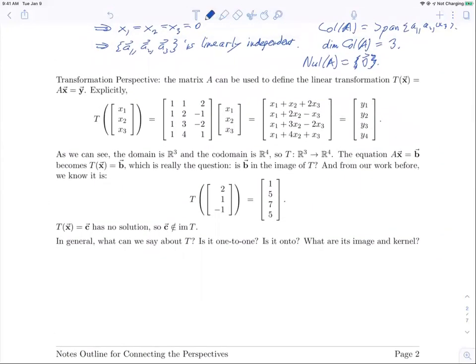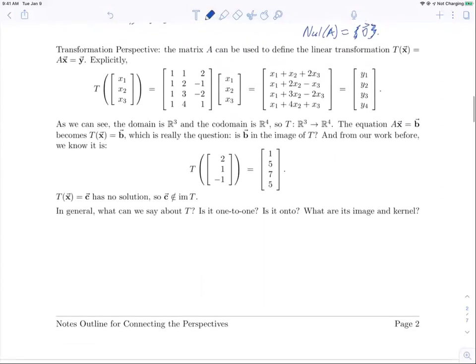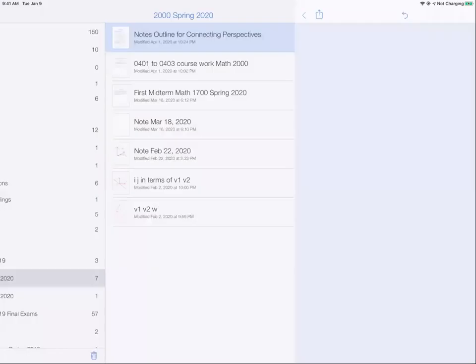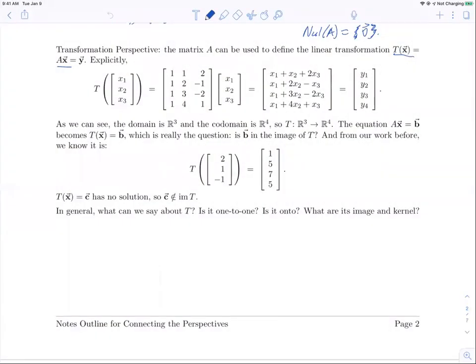Let's just look at this for a second. The whole idea is that if we take the matrix, we can use it to define a linear transformation. Basically, T of x equals Ax. Oh my God, that's not what I wanted to do.